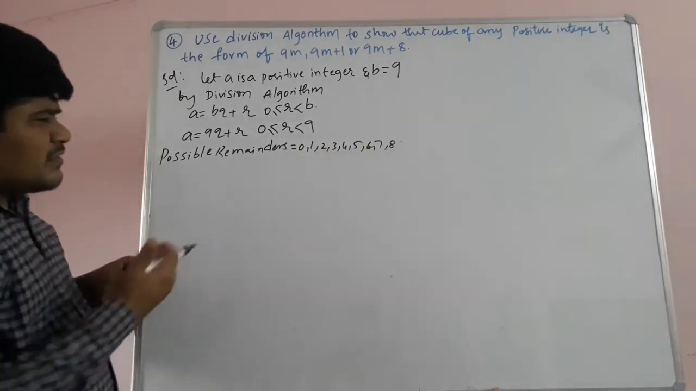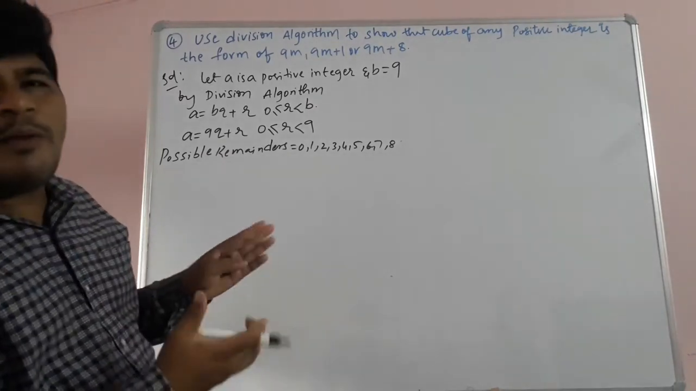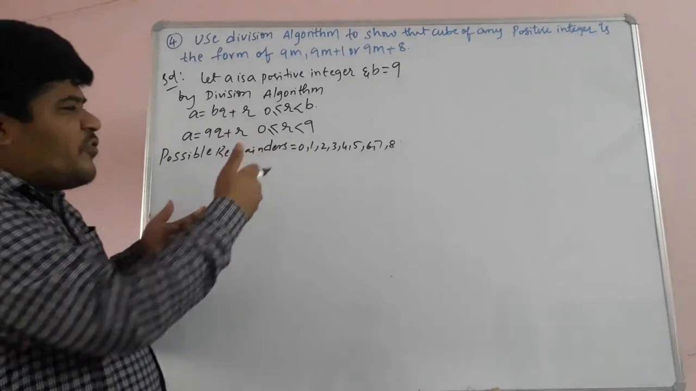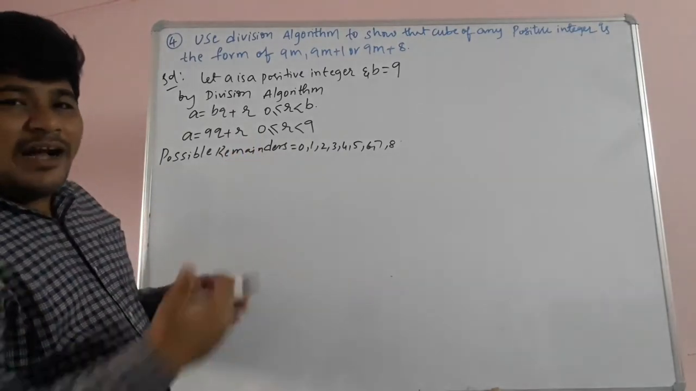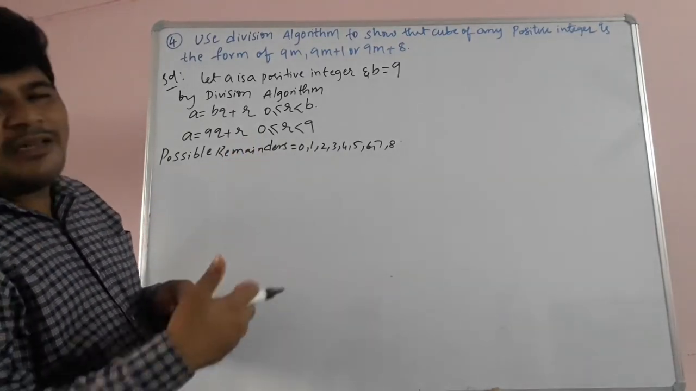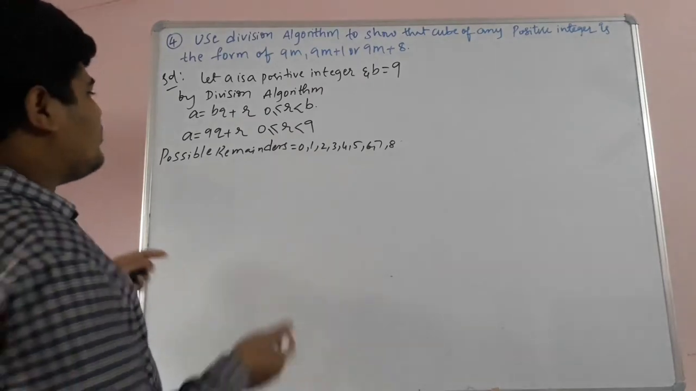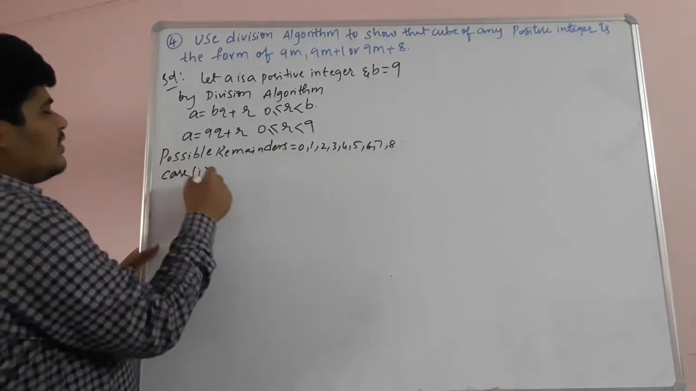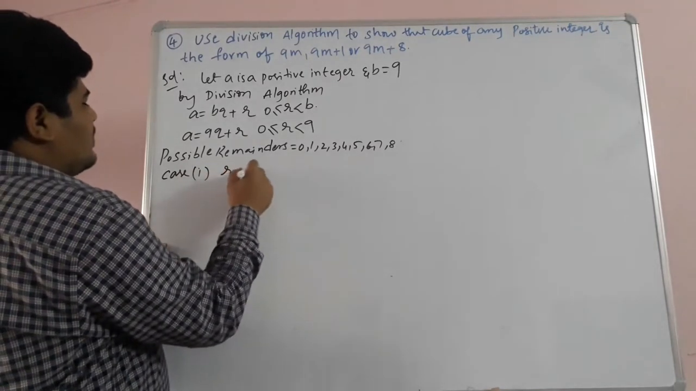So this concept is easy, but the problem is lengthy. So I will explain a few cases, and accordingly you can complete the remaining cases. So now children, case 1. Case 1, r is equal to 0.